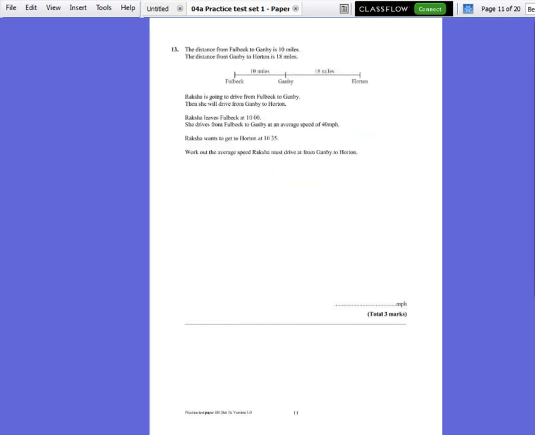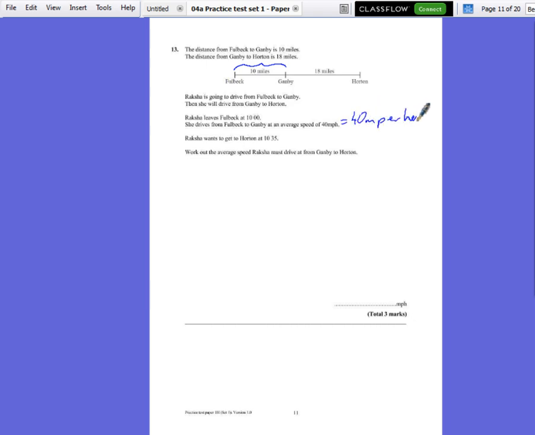Question 13. The distance from Fulbeck to Granby is 10 miles and the distance from Granby to Horton is 18 miles. Raksha is going to drive from Fulbeck to Granby, and she then travels from Granby to Horton. She leaves at 10 o'clock and she drives from Fulbeck to Granby at an average speed of 40 miles an hour, and she wants to get to Horton by 10:35. So what we need to do here is figure out how long it takes her to do this.